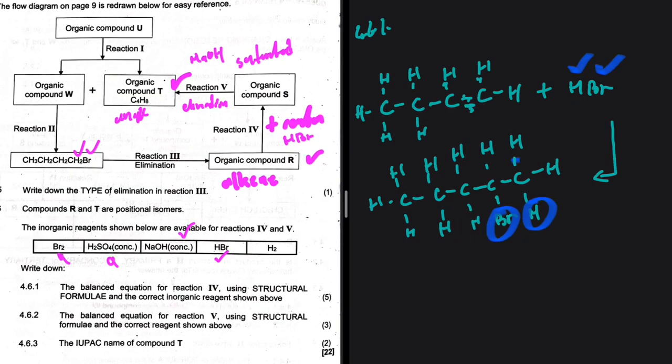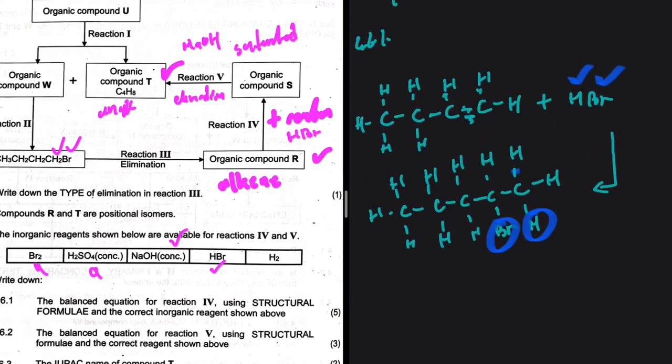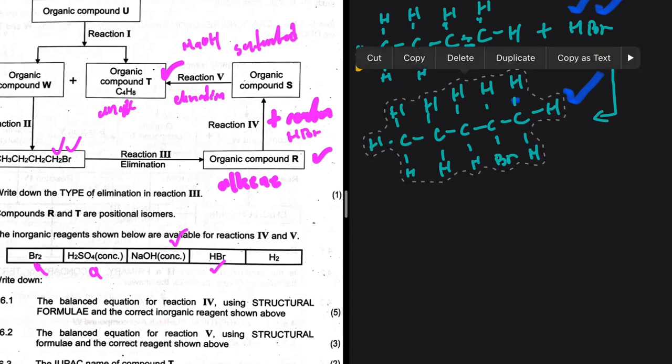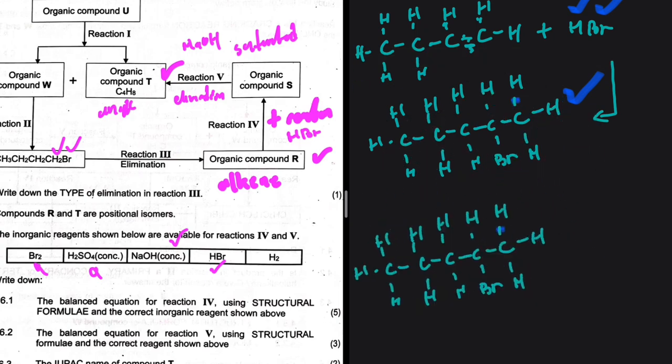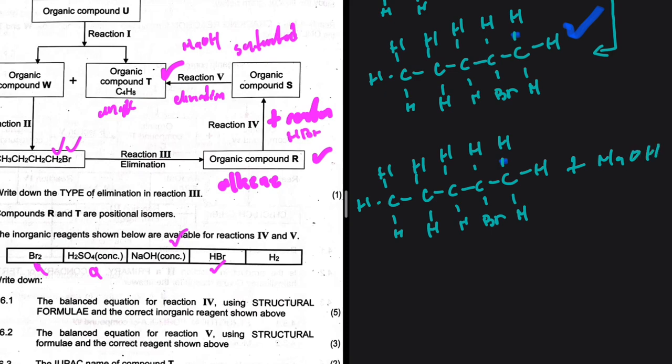4.6.2, the balanced equation for reaction 5 using structural formulae and the correct reagent shown above. So for reaction 5, it means that we have to start with this compound, because that is the product of reaction 4. So in reaction 5, we start with, let me just copy the organic compound and proceed from there. So duplicate, and there we go. What are we adding? We are adding NaOH, and then what will be the product?